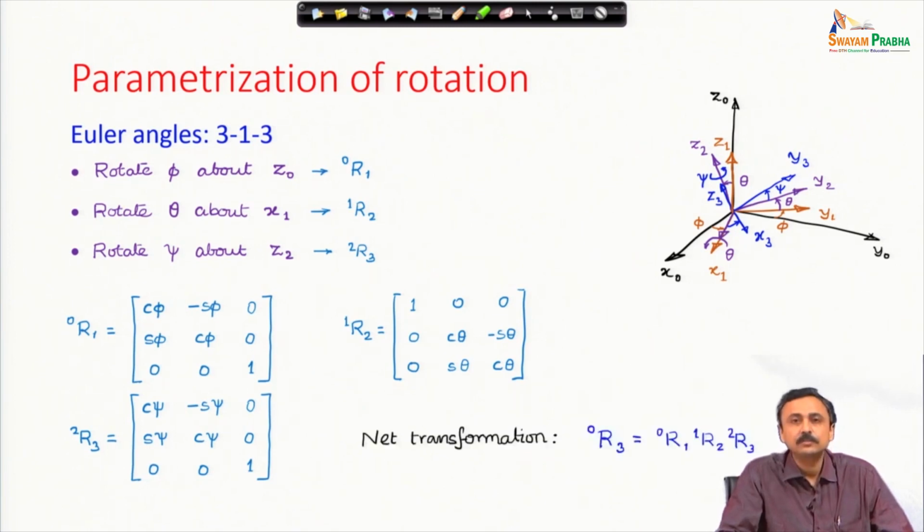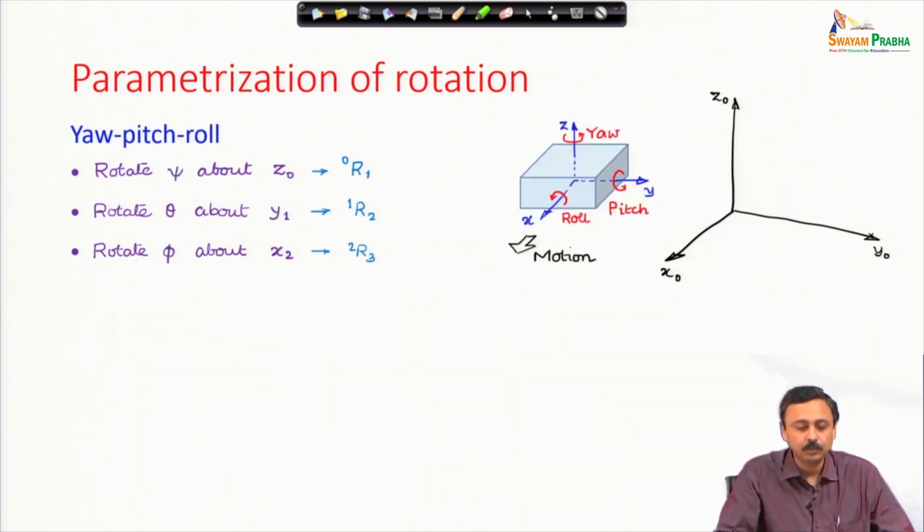The net transformation is the product of these three matrices in this order, because this is post multiplication every time we do successive rotations about the new axis frames. You can calculate this and find out, I will leave it to you.